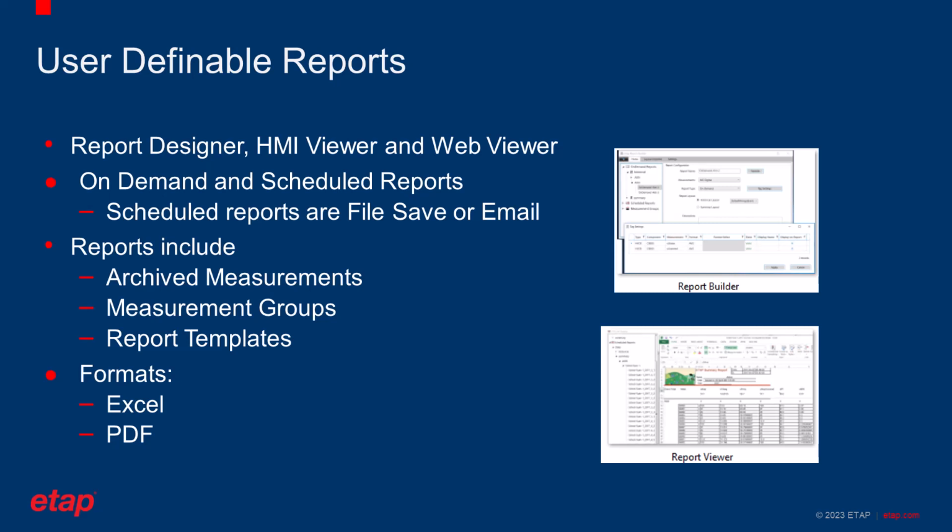So for the reports, there are two types. There can be on-demand reports, which means that they can be generated at the moment, or they can be scheduled reports. The scheduled reports are basically reports that are generated at a specific time during the day, and they can be saved as files or emailed automatically to different groups of users.